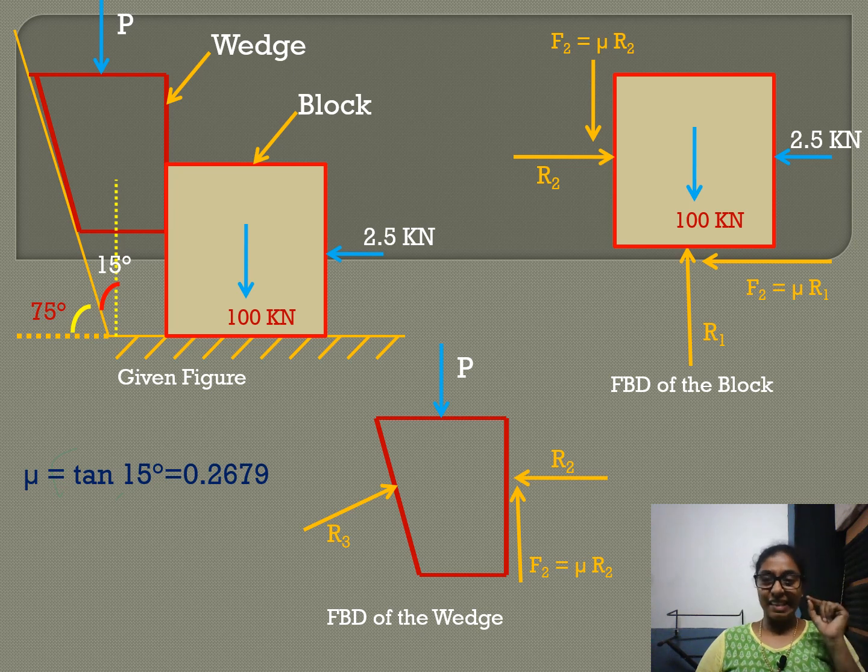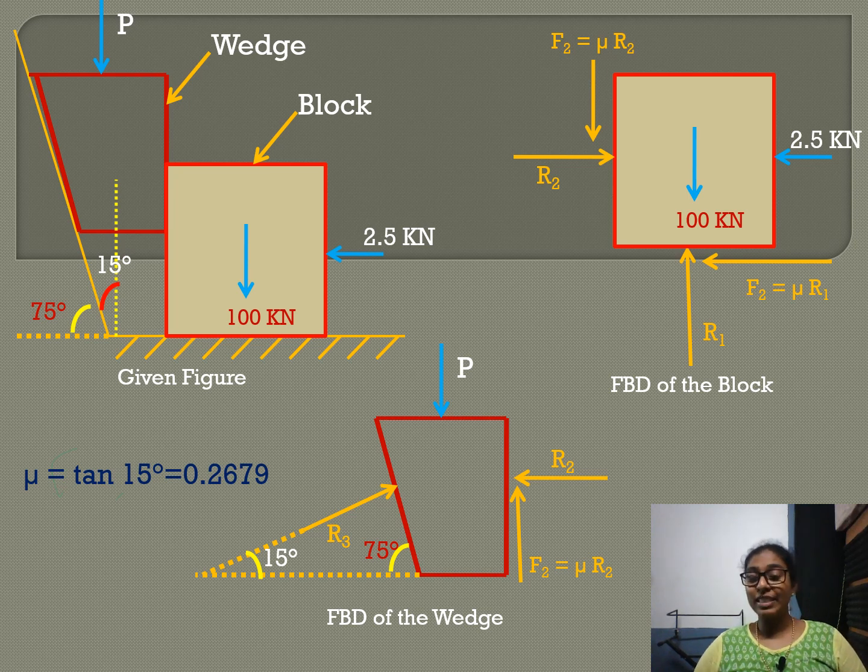R3 acts at 90 degrees to the surface. So it makes an angle of 15 degrees with the horizontal. That is, the reactive normal force R3 makes an angle of 15 degrees with the horizontal, because the inclined surface is making an angle of 75 degrees with the horizontal. So our normal force to the surface will be at 15 degrees to the horizontal.